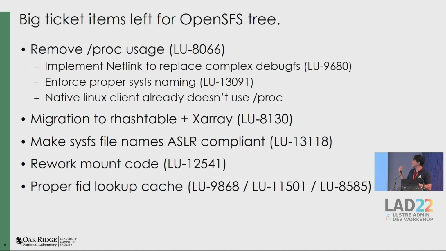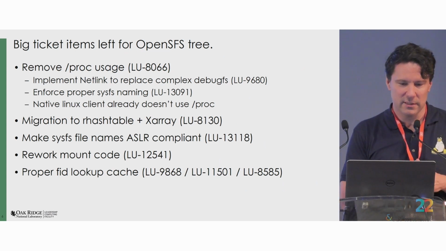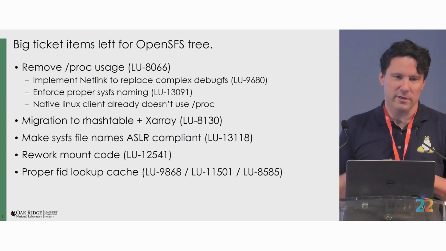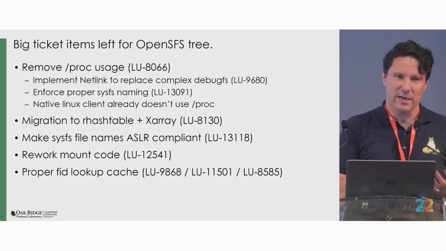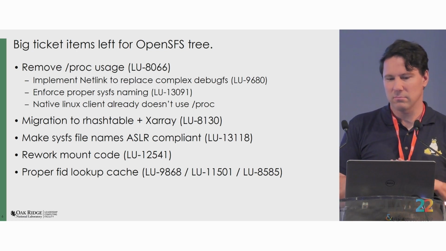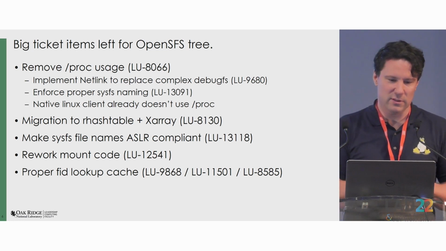So what are the biggest bugs left? One of the biggest changes is actually the proc handling. In the Linux kernel, everything's being moved out of proc now and moved to sysfs and debugfs. That was a big change. The native client already has everything moved over to these. With OpenSFS, we've been gradually moving it over because there are some side effects of moving it over to these trees.